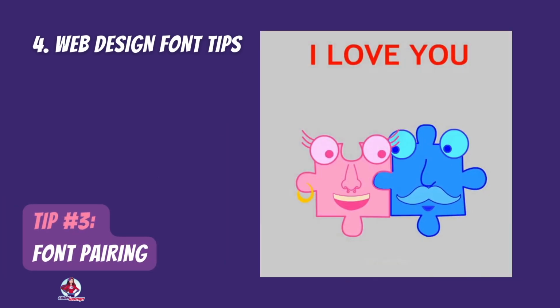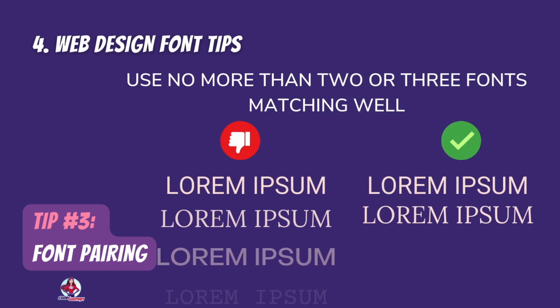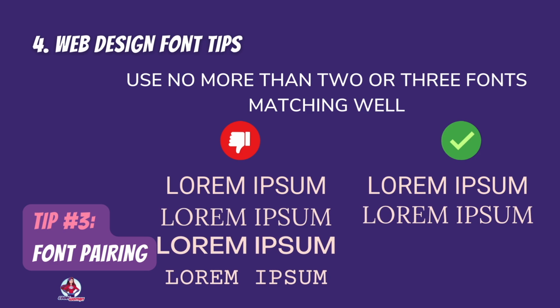Just like you wouldn't wear clothes that don't match, you want the fonts on your website to look good together. It's called font pairing. Try to use no more than 2 or 3 fonts. A popular combination is using a font like Roboto for titles and a font like Laura for the main text.